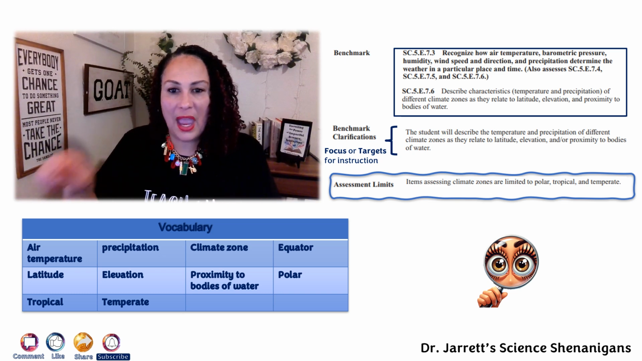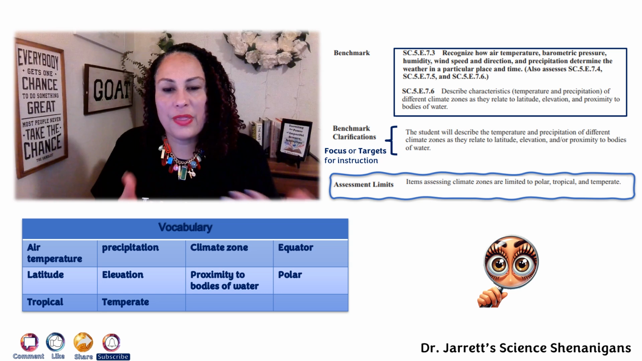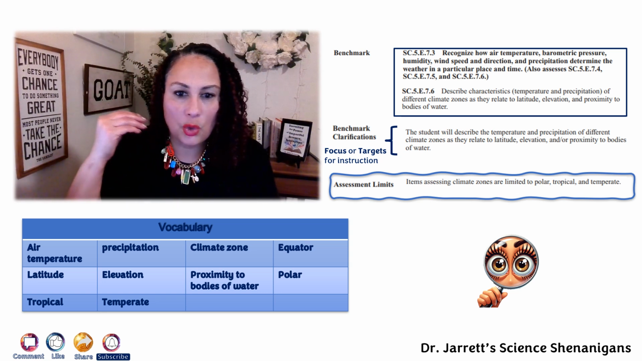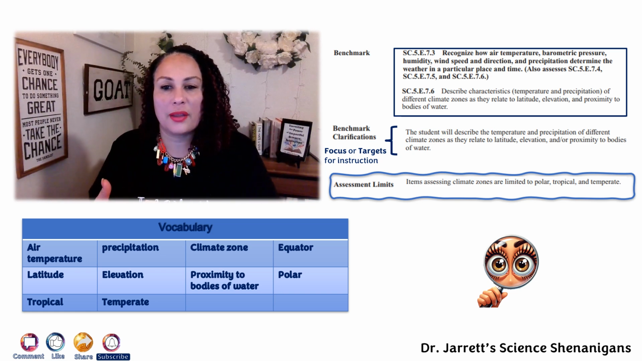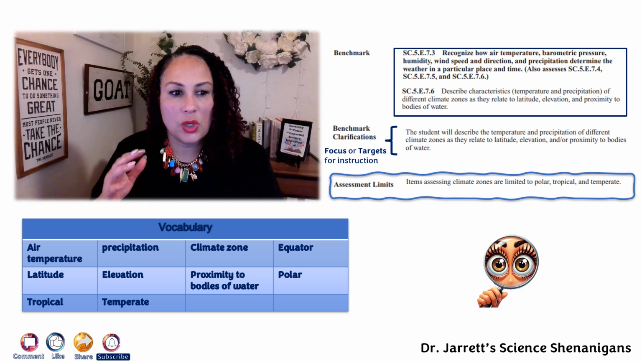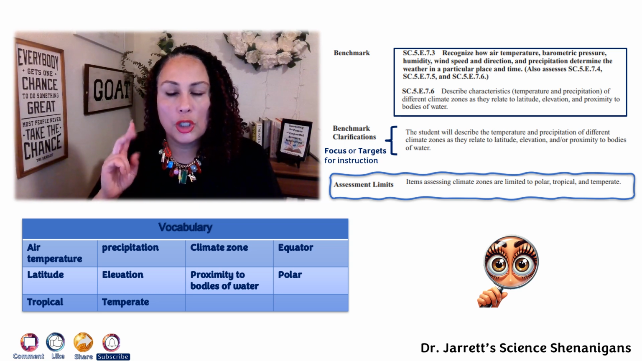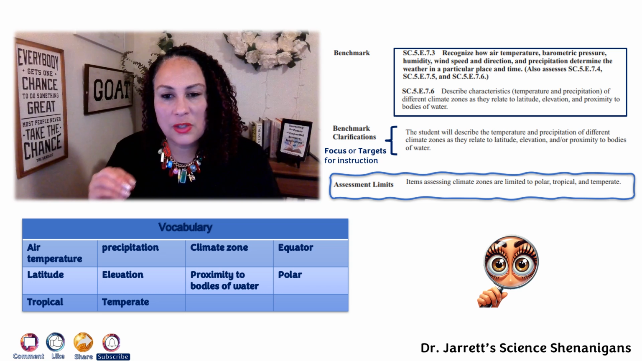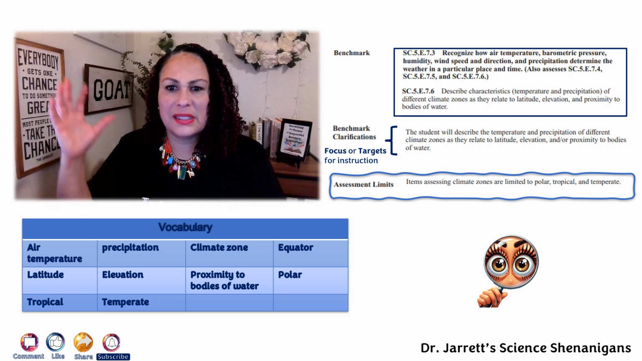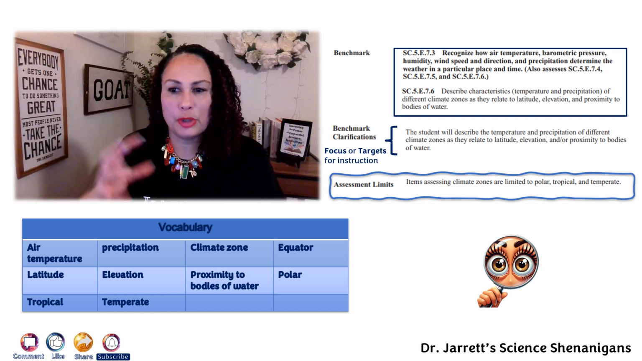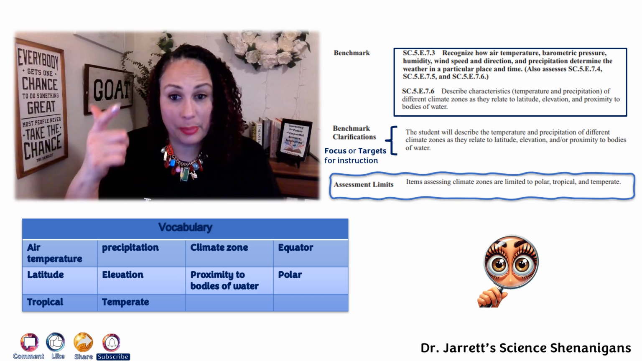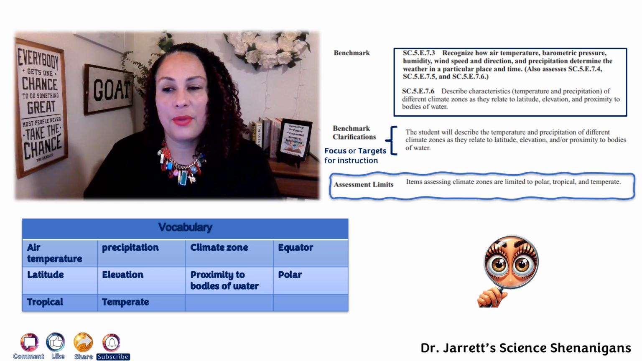They could even draw that on a piece of paper when they're taking their assessment. It's a quick draw. It's supposed to be something that they can do very fast, and it helps them to jog their memory on the different climate zones. And again, we're talking about polar, tropical, and temperate. The reason why I have them do the equator is because that's where most of the hot temperature goes. And so that helps them when it comes down to temperature and precipitation when they have to break down this benchmark.